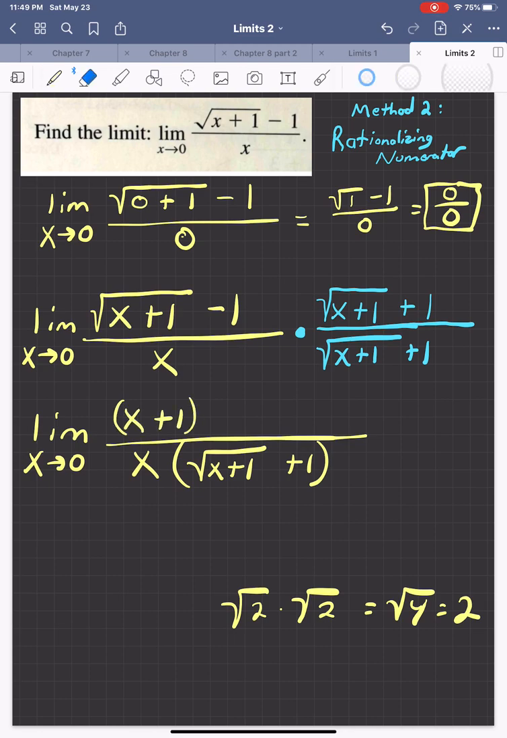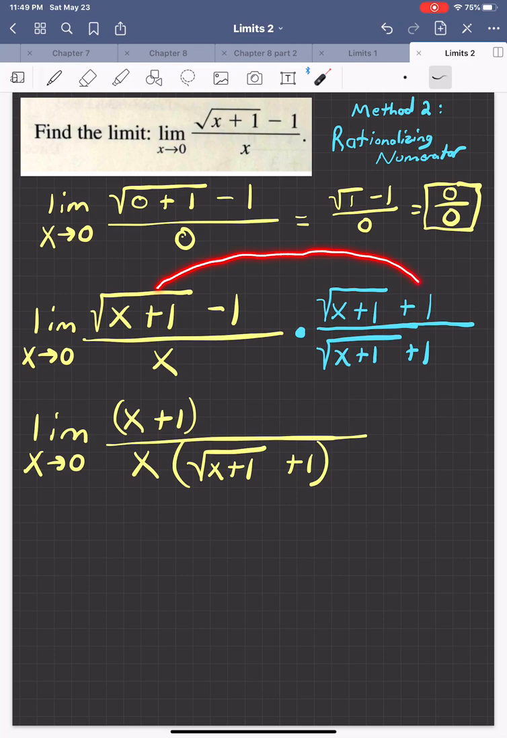Okay? All right, so now the part that I'm not going to write is the part that's going to cancel. If I do the square root of x plus 1 times 1, that's a positive square root of x plus 1. Then if I do this negative 1 times the square root of x plus 1, I would have a positive and a negative square root of x plus 1, which would cancel.